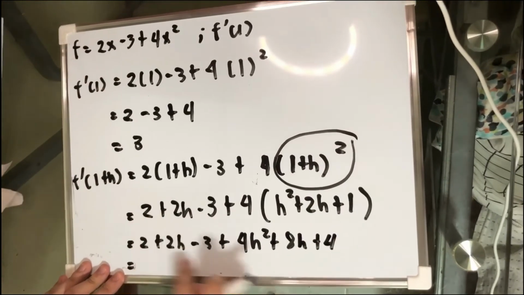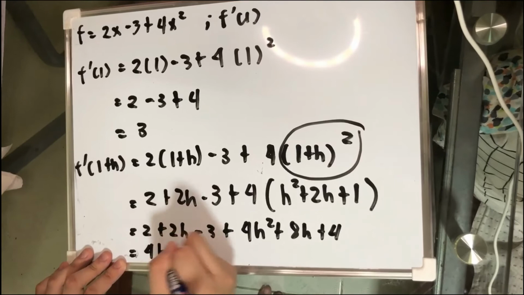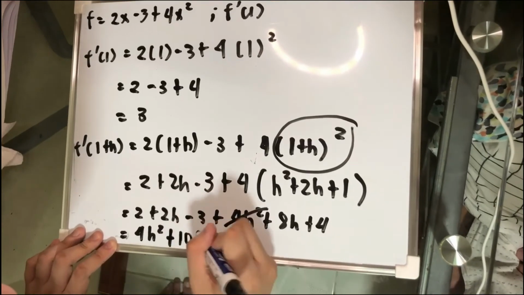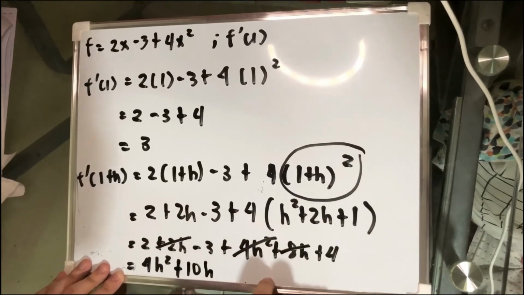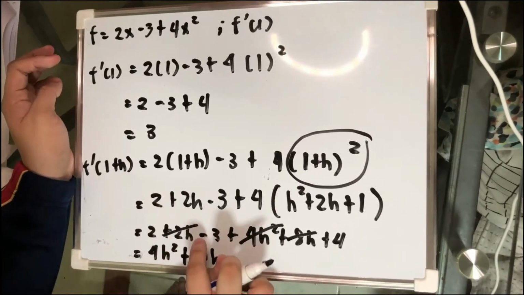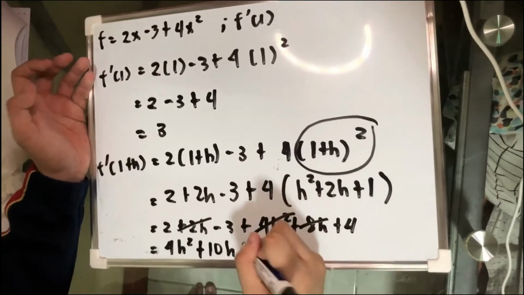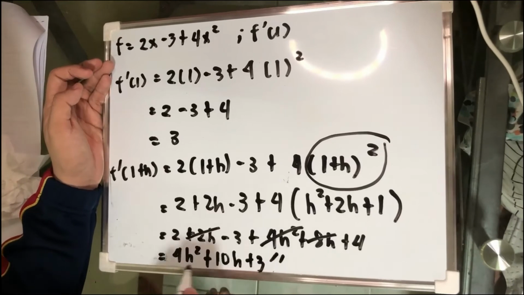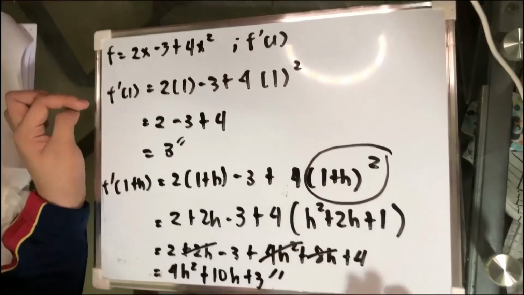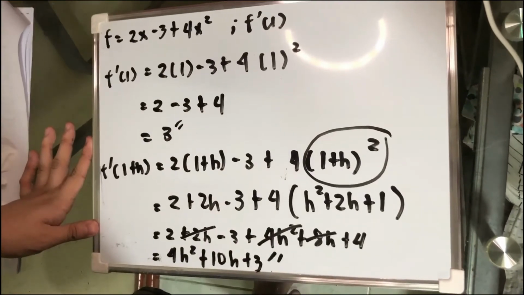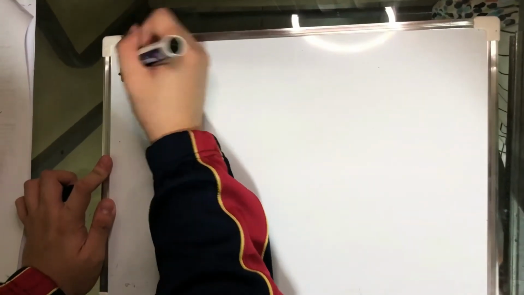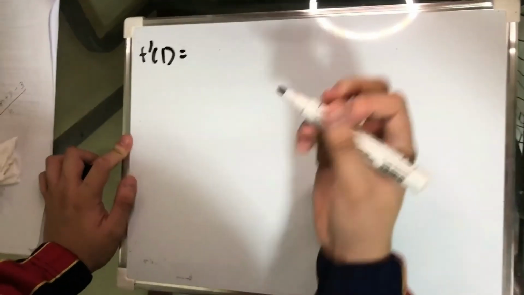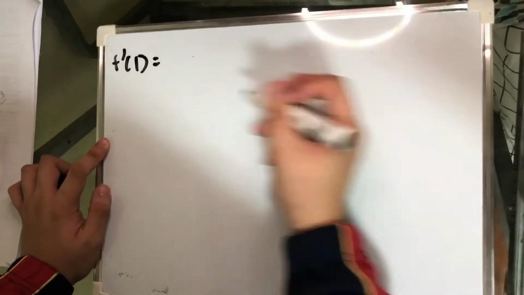Now let's just simplify this equation. For h squared, next is this 2, positive 10h, cancel. Now let us simplify 2 minus 3 plus 4, which is positive 3. So this is the answer for the f prime of 1 plus h, and this is the answer for the f prime of 1. So remember these values. Now let us use the formula. f prime of 1. So substitute the values that we have derived early on.